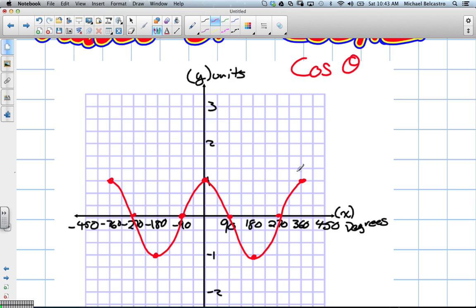So going with this pattern, what do you think our 450 would be? 0. Yeah, back at 0. And negative 450? 0.